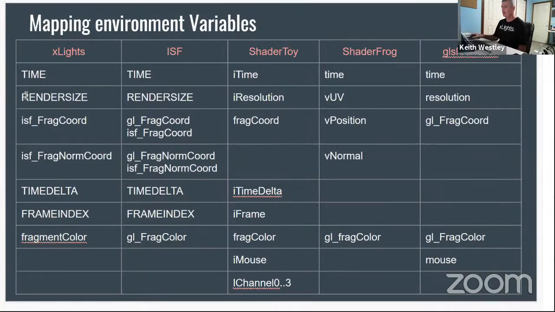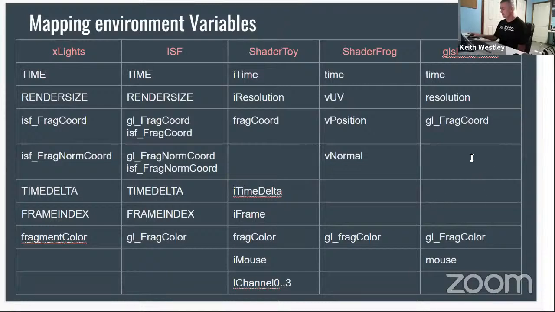The render size is the size of the screen. Again, it's got slightly different names in the other shaders. The fragment coordinate is the coordinate of the pixel that's being rendered. Again, different names. The normalized coordinate is the same thing, except it's a value between 0 and 1. We talked about the time delta and the fragment index.